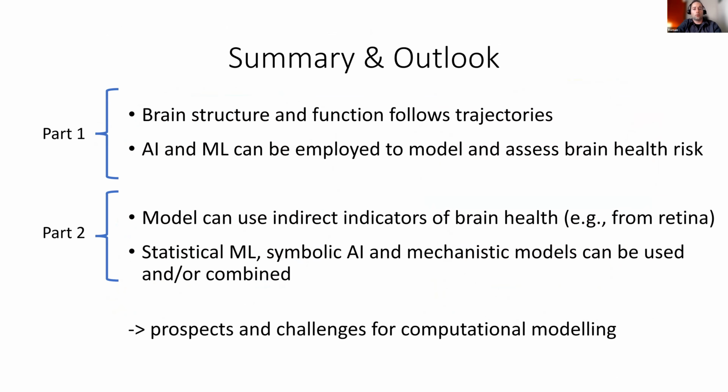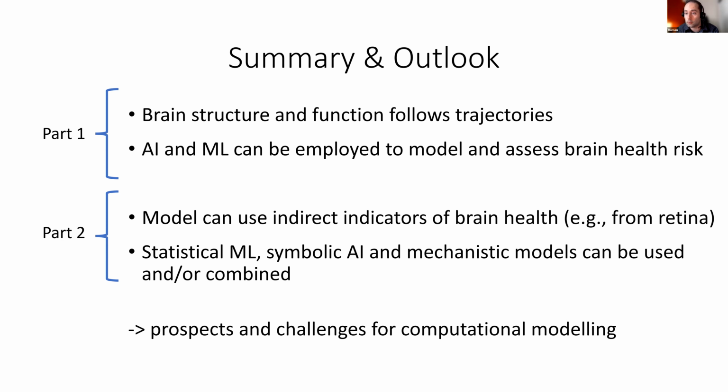accuracies. So to summarize, I would like to highlight that if we are interested in using interdisciplinary approaches, especially in a biomedical context, we need to appreciate that the brain and our bodies overall follow trajectories. They're always changing, and AI and machine learning can be employed to study those systems, to analyze them, but also to model them. And we can do this using data from the brain, but also, for example, from other systems like the retina, as I showed before.